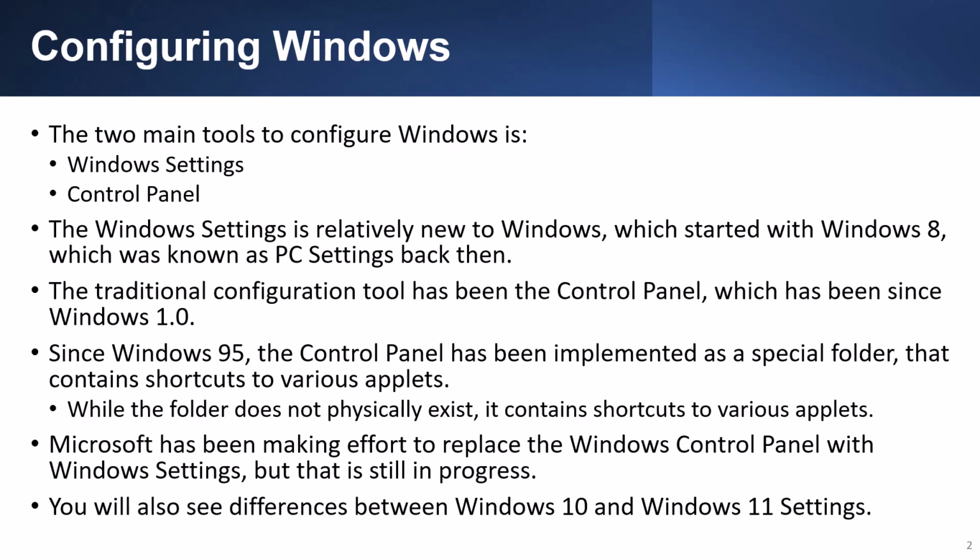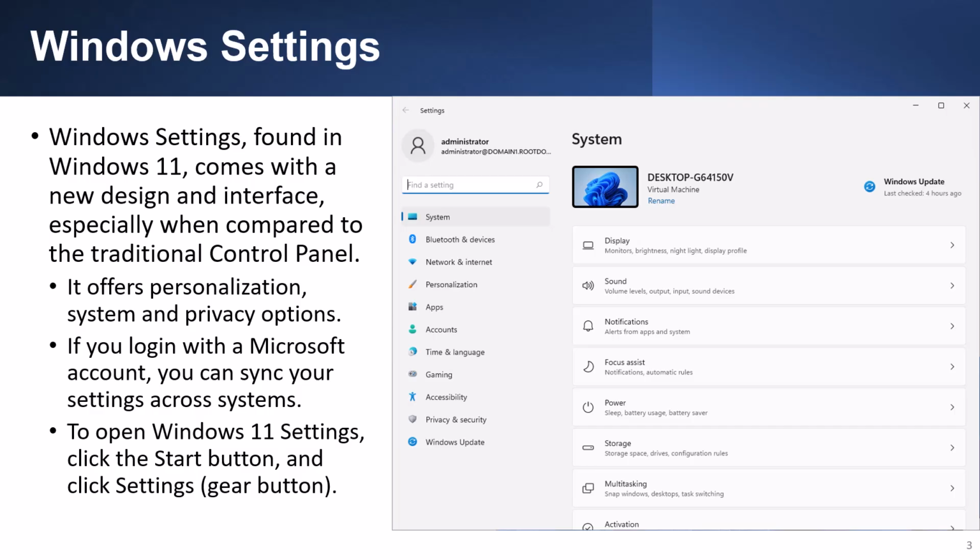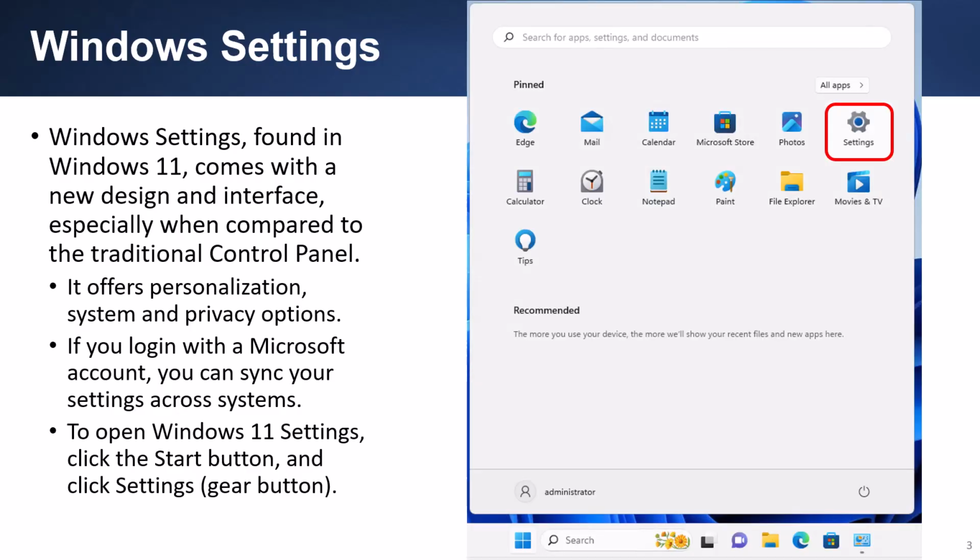Microsoft has been making efforts to replace the Windows Control Panel with Windows Settings, but that is still in progress. You also see a difference between Windows 10 and Windows 11 settings. Windows Settings, found in Windows 11, comes with a new design and interface, especially compared with the traditional Control Panel. It offers personalization, system, and privacy options. If you log in with a Microsoft account, you can sync your settings across systems. To open Windows 11 Settings, click the Start button and click Settings, which is the gear button.